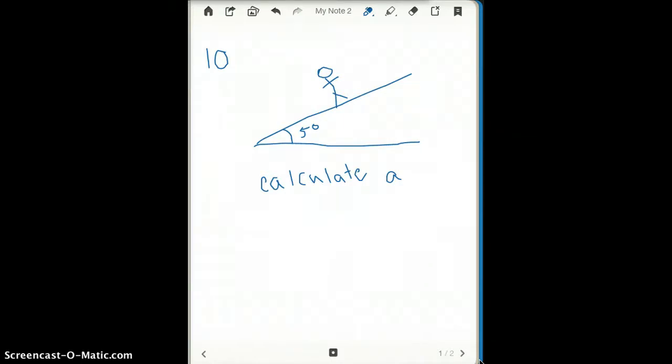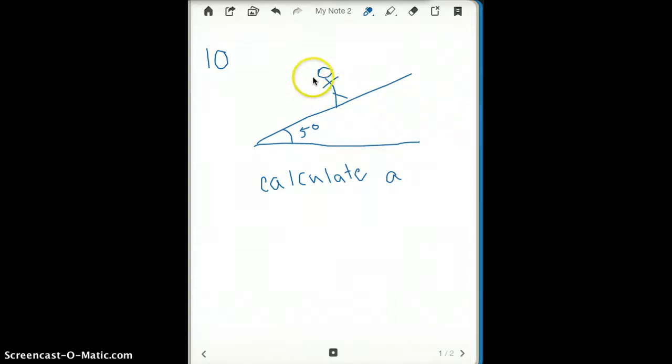So for number 10, calculate the deceleration of a snowboarder going up a 5-degree slope, assuming the coefficient of friction for waxed wood on wet snow. So we'll have to look that up in the book. Be careful to consider the fact that the snowboarder is going uphill.